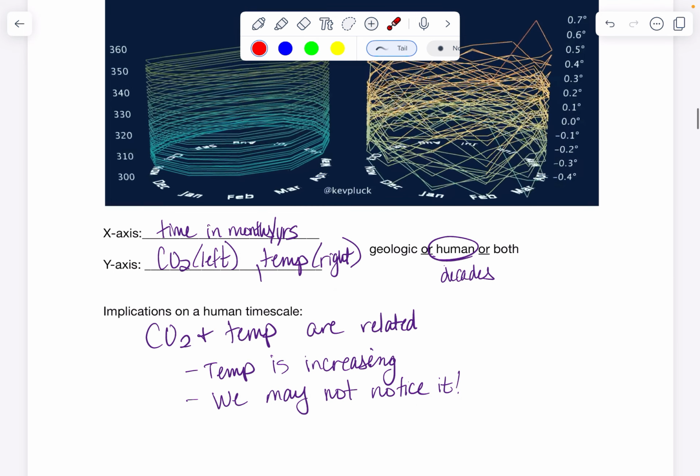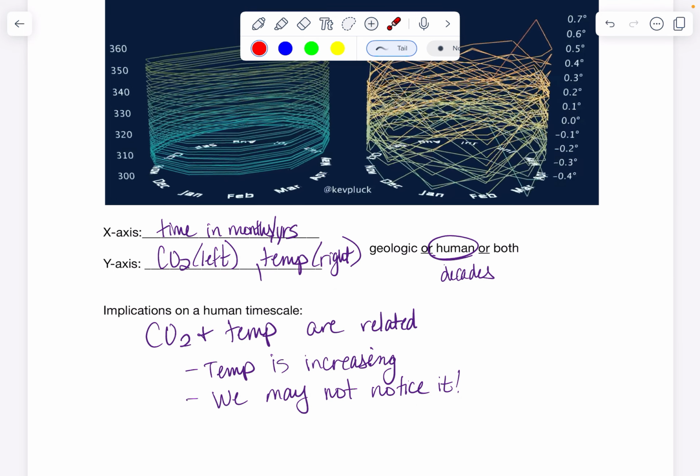And what we would see on this one is that these two are related. When one goes up, the other goes up. It's one of those chicken and the egg situations. Which came first, the temperature increase that raised the capacity for carbon dioxide, or the carbon dioxide that started the temperature rise? It kind of doesn't matter, because they're both going up anyway, and they're both going to have a positive feedback loop on each other. The thing we need to know is that temperature is increasing, and we might not notice it in any given season, but over the course of your lifetime, you will notice.